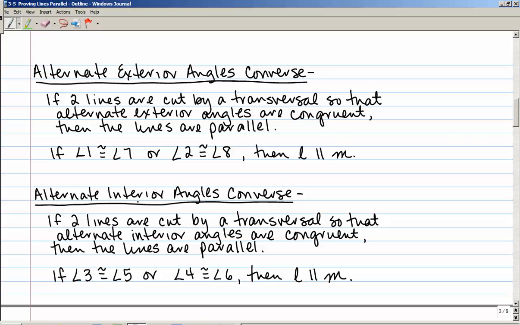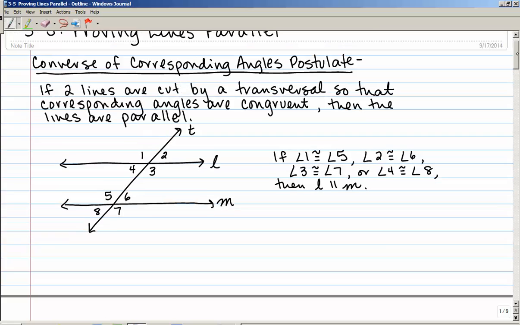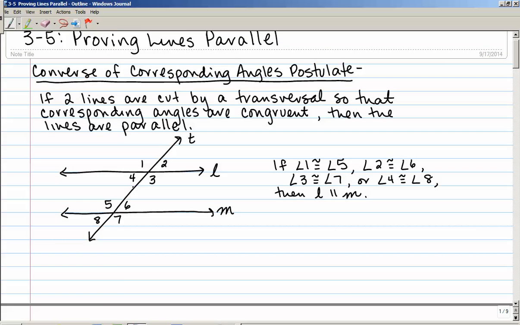Similarly, the alternate interior angles converse. If two lines are cut by a transversal so that alternate interior angles are congruent, then the lines are parallel. Let's look at our picture. If angle 3 is congruent to angle 5, or if angle 4 is congruent to angle 6, then lines L and M will be parallel to each other. It's because 3 and 5 and 4 and 6 are pairs of alternate interior angles.